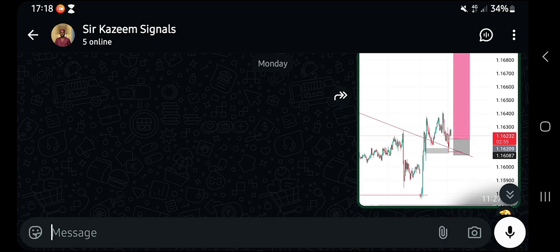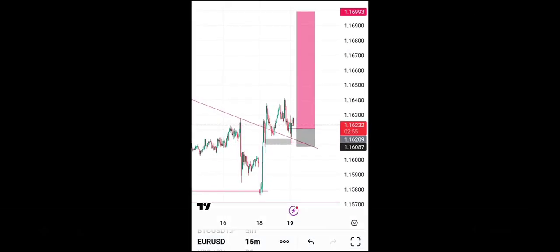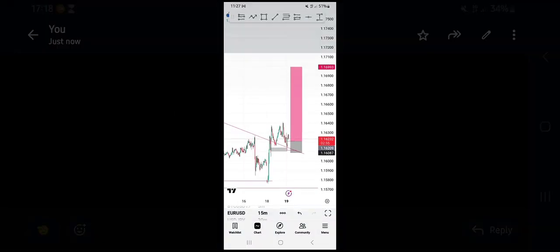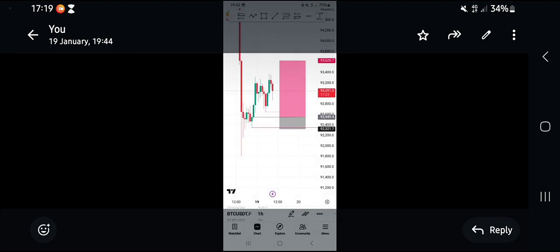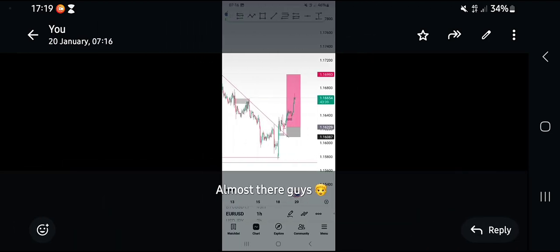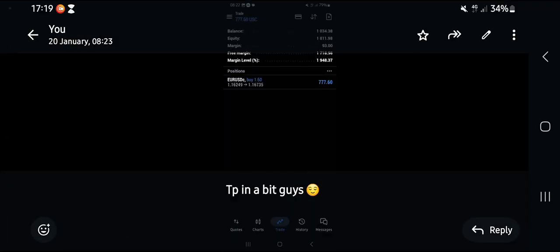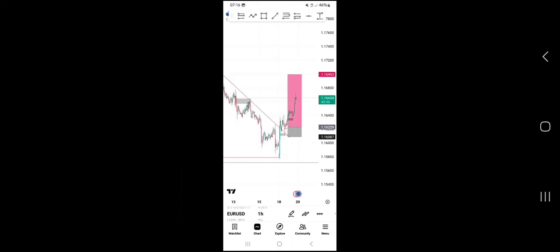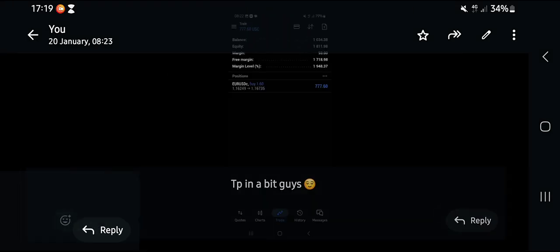Where is it? This is it. I shared this is the one for the buy before it hit TP. So let me share with you guys. This is it. Can you see? This is how we milked it in my group. We milked it here. You see, almost at TP.